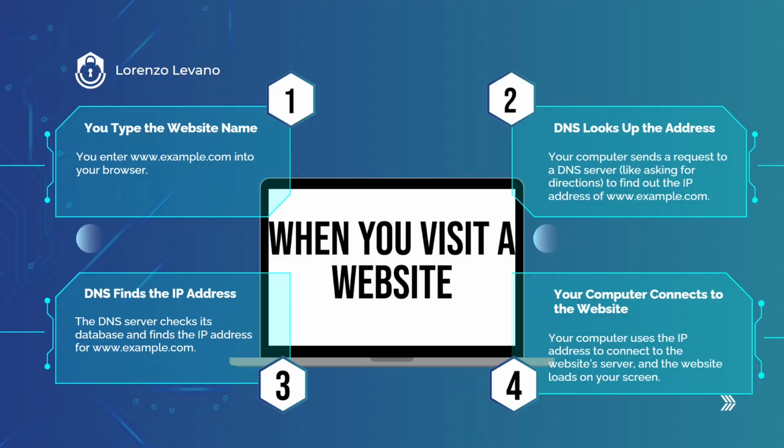So when you visit a website, you type the website's name. You enter example.com into your browser. The DNS looks up the address. Your computer sends a request to a DNS server, like asking for directions, to find out the IP address of example.com. The DNS server checks its database and finds the IP address for example.com. Then your computer uses the IP address to connect to the website server, and the website loads on your screen.